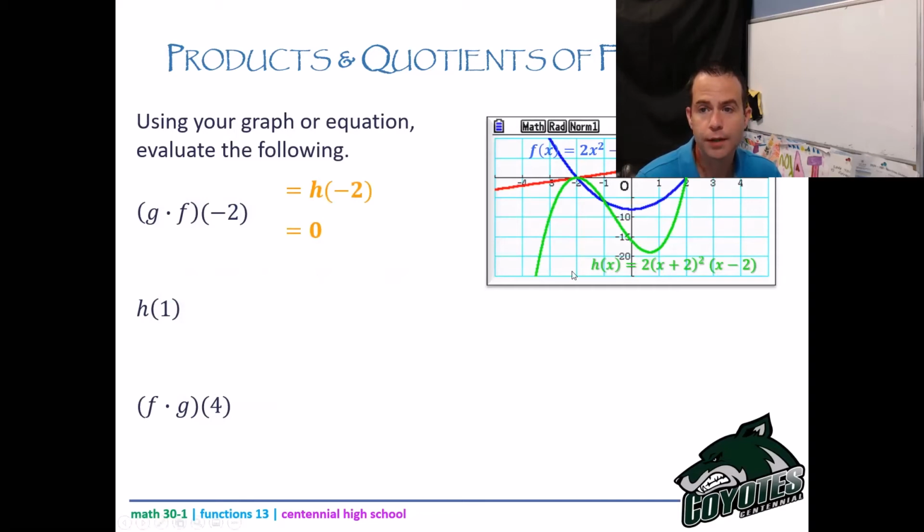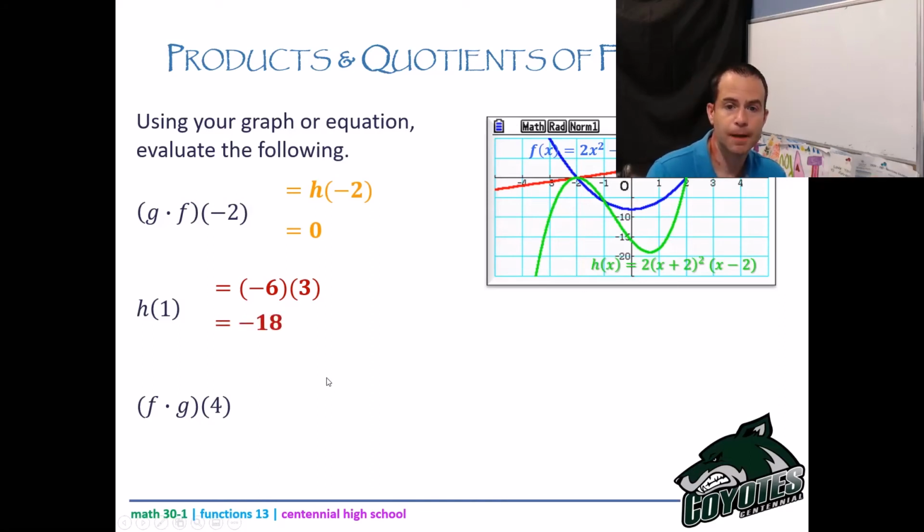H of 1 is somewhere down here. So I could plug 1 into my h equation, or I could plug 1 into f and g and then multiply them together. It doesn't matter, you're going to get the same answer. So it's all a matter of what's the easiest thing to do. Plugging 1 into the two original equations gives me -6 and 3, so then I knew that h of 1 had to be -18.